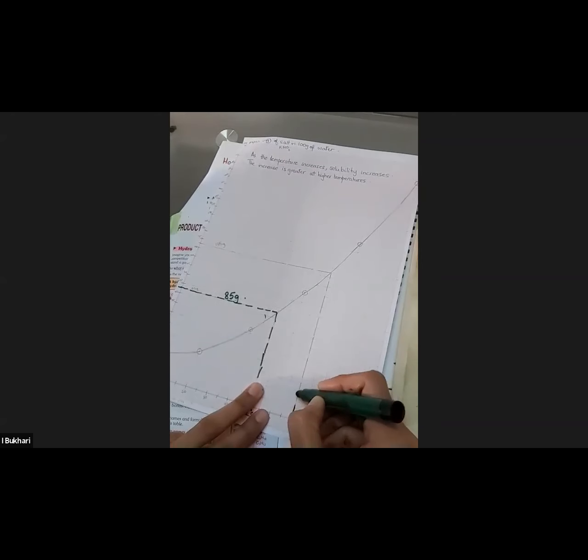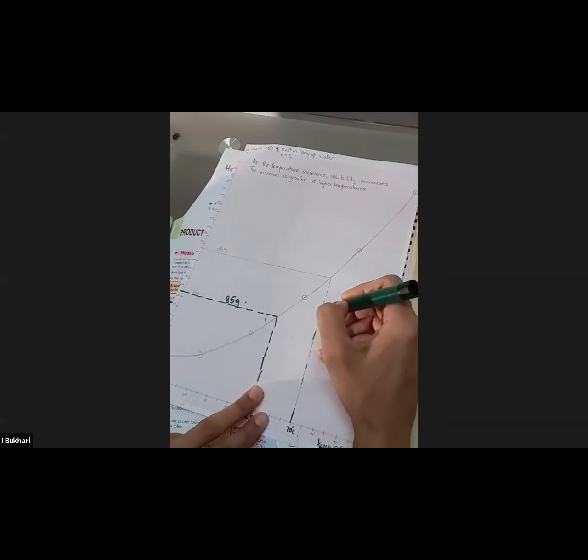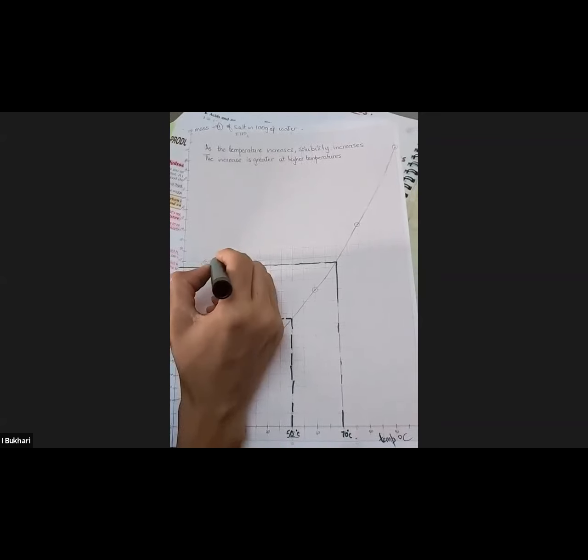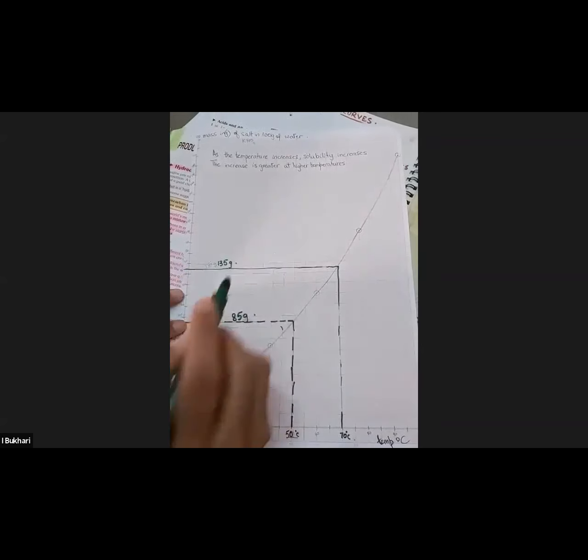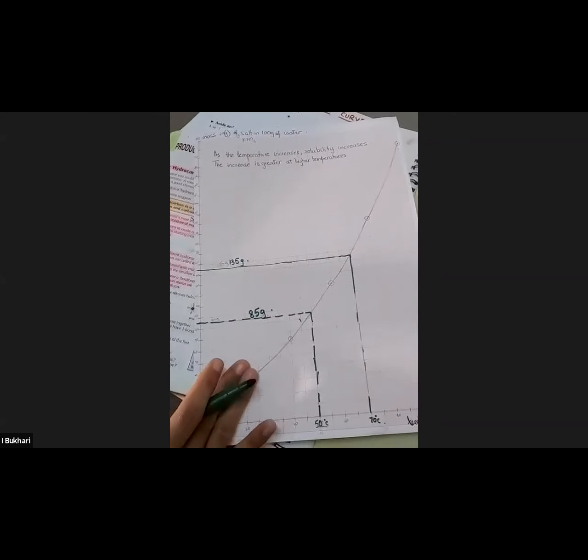So this is 70 degrees Celsius in my graph. I will go up all the way till I meet the graph, and then I read the corresponding value on the y-axis. And so I got 135 grams. Yes, okay, 134 grams, 135 grams. You can be 5 values up or down. It's okay, it's allowed.